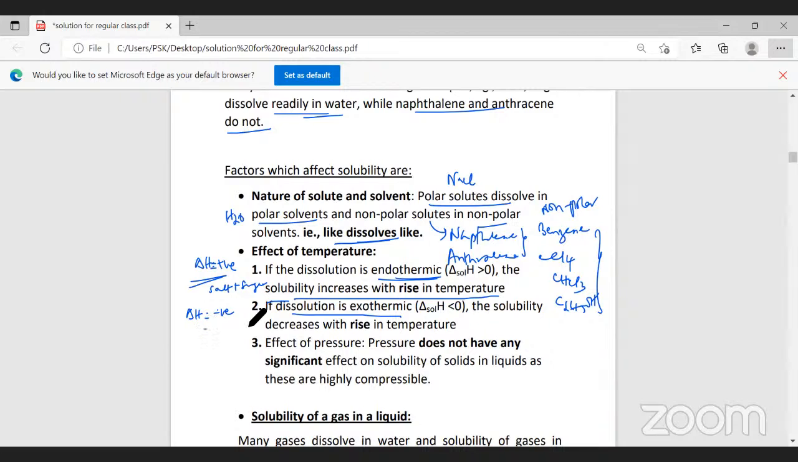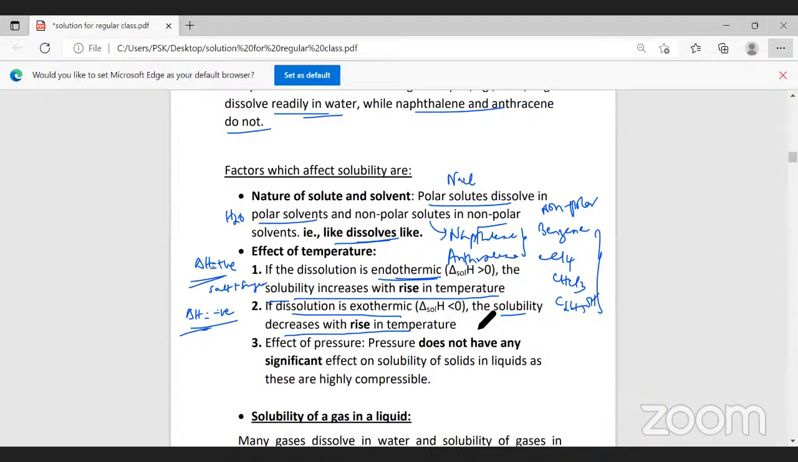Next is exothermic. If the dissolution is exothermic, delta H is negative. So what happens? Solubility decreases with increasing temperature. Why does solubility decrease? Already the heat is given out. Since heat is given out, some amount of solvent can evaporate. Some amount of solute can also get evaporated. Therefore, for a solute which is exothermic, the solubility decreases with rise in temperature.